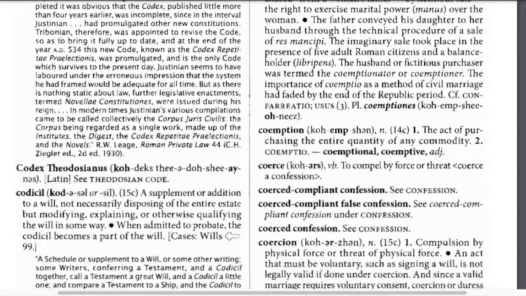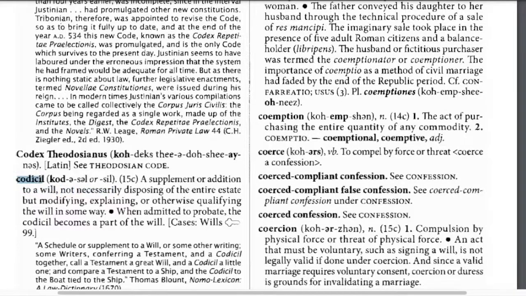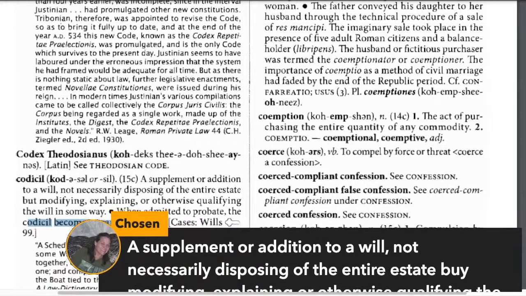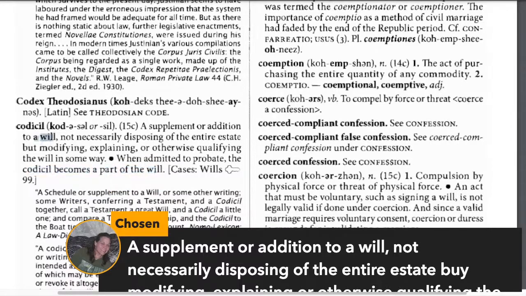codicil. So codicil, 15th century, a supplement or addition to a will, not necessarily disposing of the entire estate, but modifying, explaining, or otherwise qualifying the will in some way. When admitted to probate, the codicil becomes a part of the will. Right, so it's a supplement or addition to a will, not necessarily disposing of the entire estate, but modifying, explaining, or otherwise qualifying the will in some way. When admitted to probate, the codicil becomes part of the will.